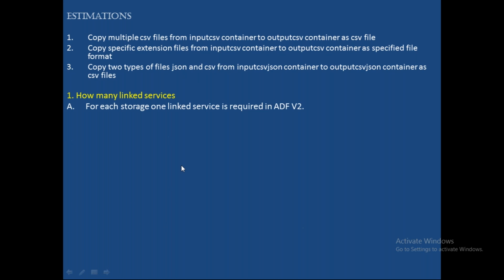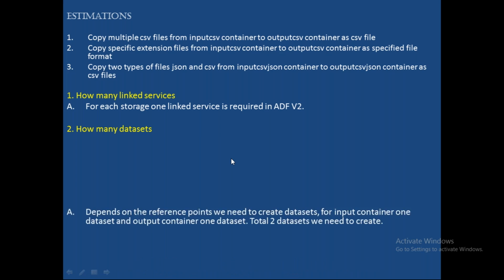For this, how many linked services do we need? For each storage, we need one linked service. As we discussed, we are going to move data from the input container to the output container. Both containers are available in a single storage, so we can have a single linked service. How many datasets do we need? One dataset which will refer to your input container, and one dataset which will refer to your output container. So we need two datasets.